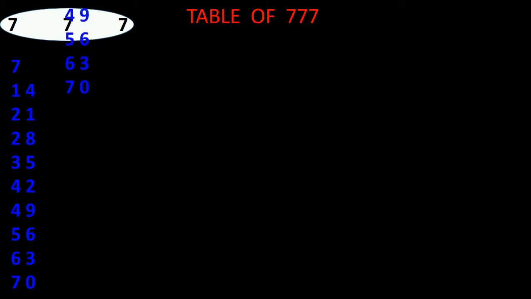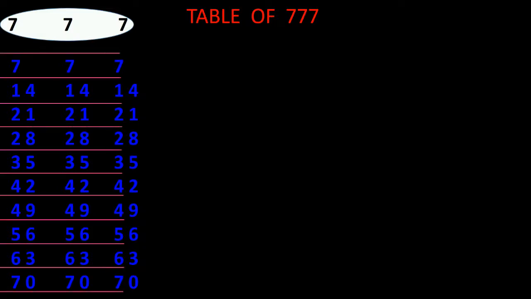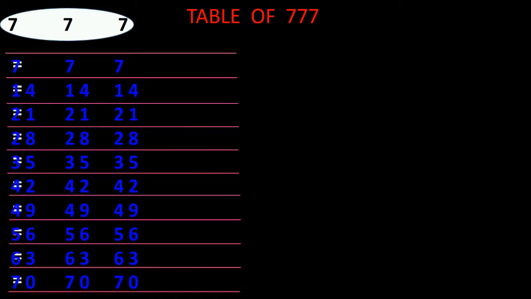Okay, so write the 777, all the three numbers separately, and write their tables also separately. Then, at the first, write all the 7, 7 and 7 as it is.